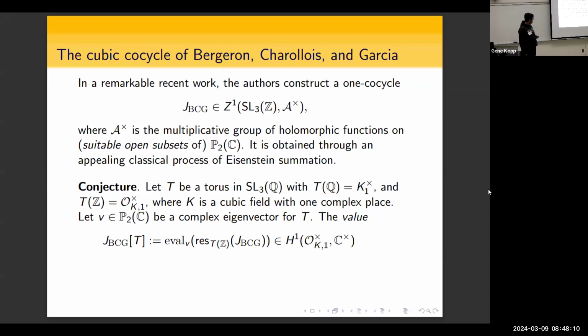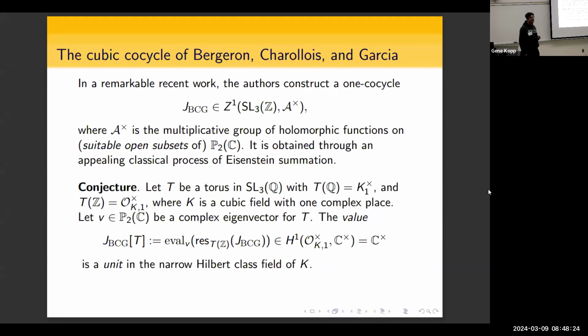And so you get, at the end of the day, an element in the H1, and you look at the cohomology class only, you get something in H1 of O_K1 star with values in C star. But this O_K1 star is of rank 1, it's isomorphic to Z, and therefore this is identified with C star once you choose a generator for that abelian group of rank 1. And this invariant in C star, they conjecture it to be a unit in the narrow Hilbert class field of K.